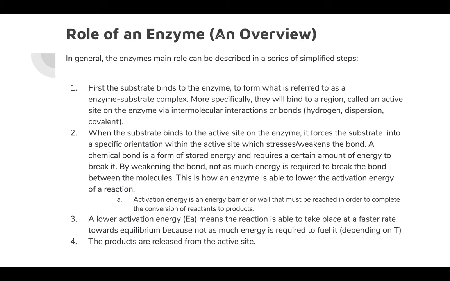This is how an enzyme is able to effectively lower the activation energy of a reaction. Activation energy is an energy barrier, a requirement of how much energy is needed to complete the conversion of reactants to products. So when we lower the activation energy, the reaction takes place at a faster rate towards equilibrium because not as much energy is required to fuel it. This does depend on temperature. Once those products are made, they're released from the active site.